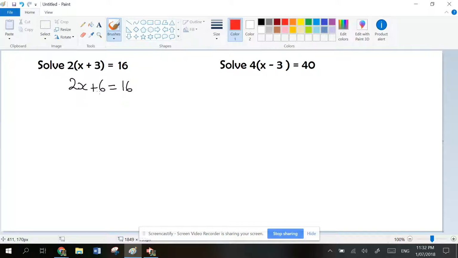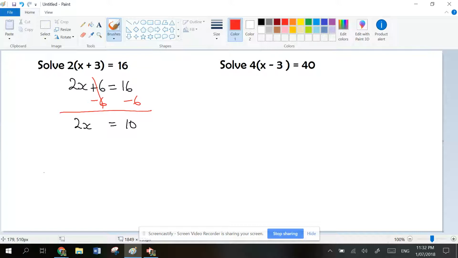So you've got 2x plus 6. We get rid of the 6 first, so we minus 6 from that side and minus 6 from that side. These two cancel off, so that leaves us with, on the left-hand side, 2x. The equals comes down. And on the right-hand side, we have 16 take away 6, which is 10.